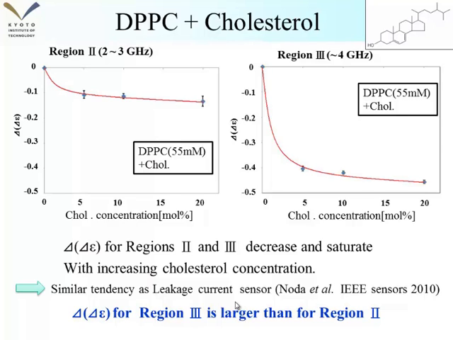As you can see from these figures, delta delta epsilon for region 2 and 3 decrease and saturate with increasing cholesterol concentration. We find that this tendency is similar to the results of leakage current microsensor in our previous paper. It is especially observed that delta delta epsilon is larger by about 4 times for region 3 than for region 2. This indicates that the major relaxation phenomena occurs for region 3 at higher frequency.